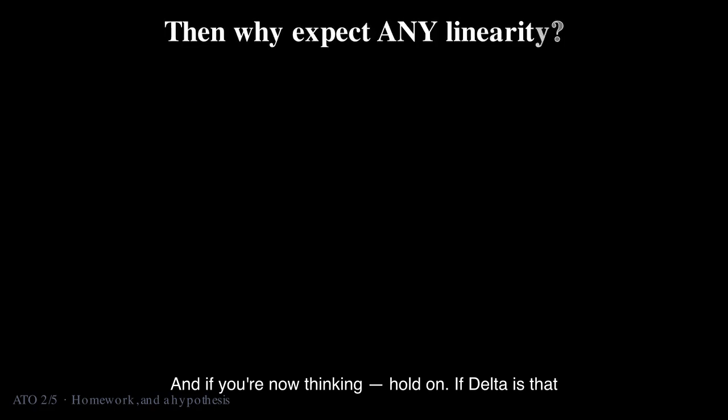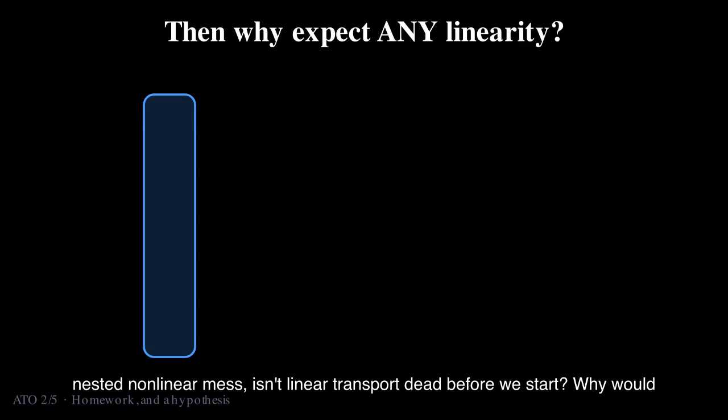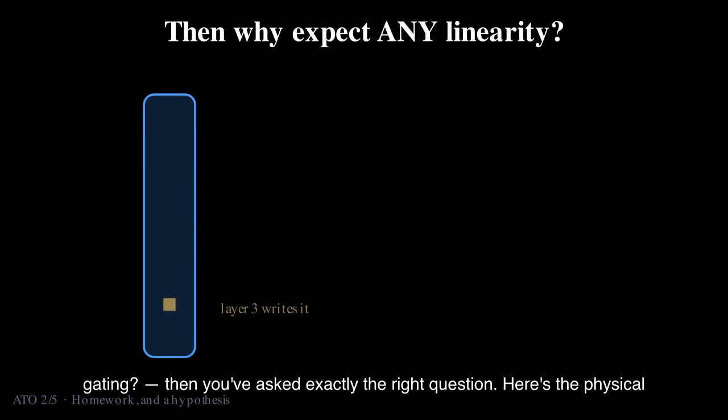And if you're now thinking, hold on, if delta is that nested nonlinear mess, isn't linear transport dead before we start? Why would anyone expect a straight line relationship to survive 10 layers of attention and gating? Then you've asked exactly the right question.